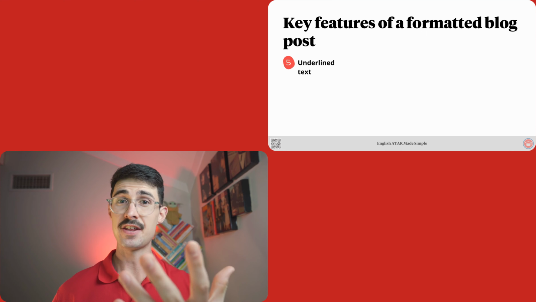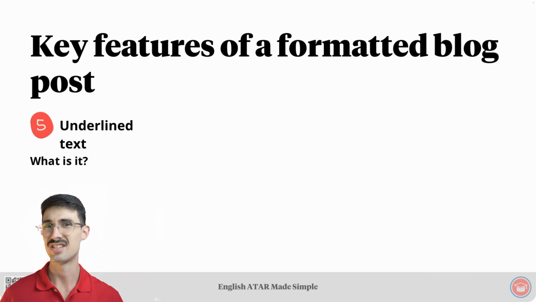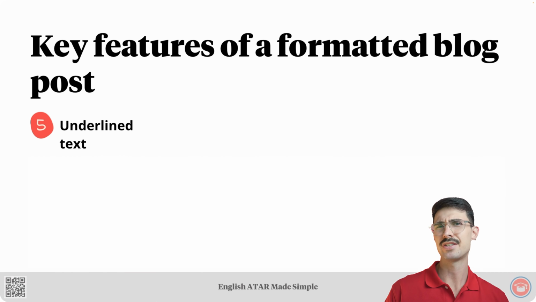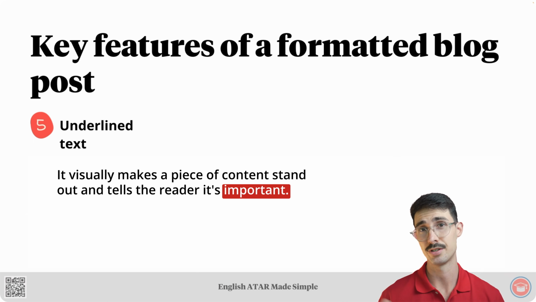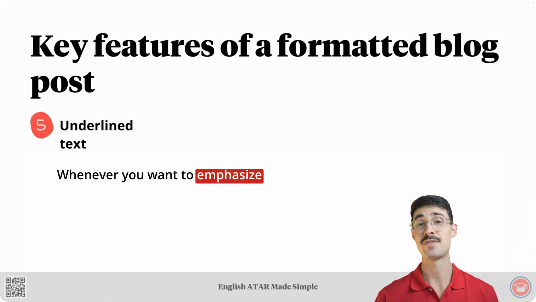Our 5th feature is underlined text. What is it? This. Why is it useful? Because it visually makes a piece of content stand out and tells the reader it's important. When should you do it? Whenever you want to emphasize a piece of text.